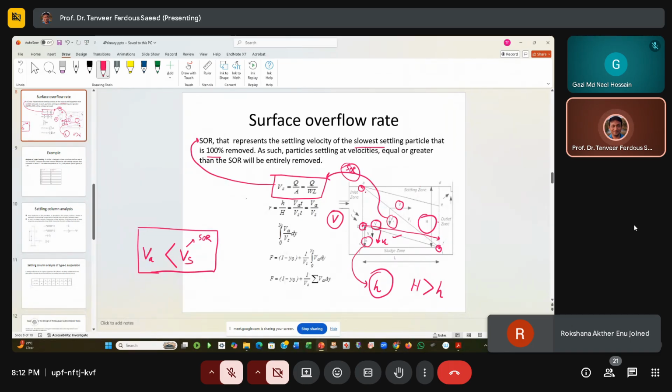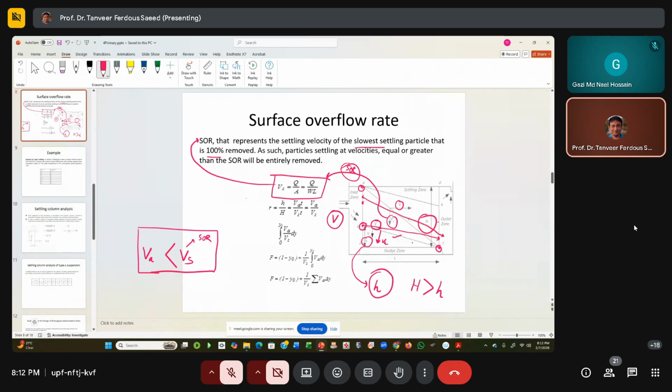But if this particle was at this point or at this point, then what would have happened? Maybe it would have washed out. But due to this small distance, it will also travel from point B to point E. That means removal.